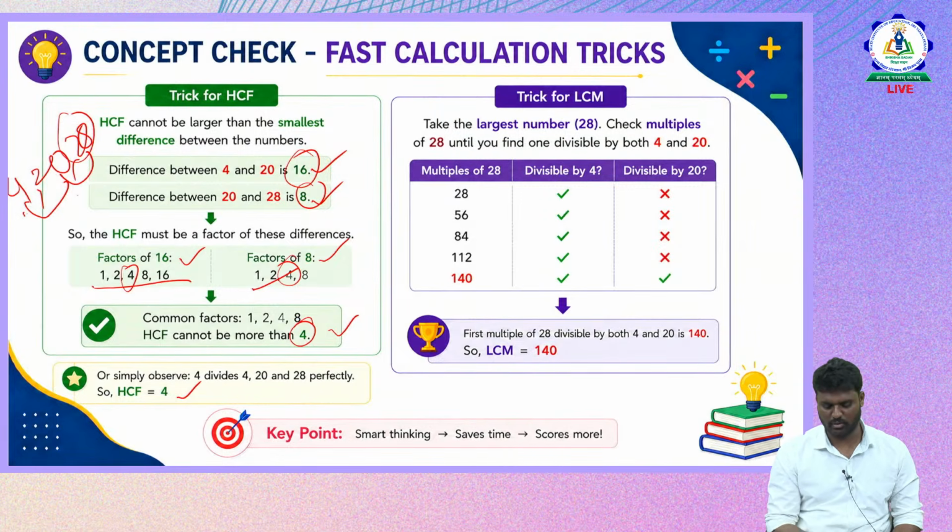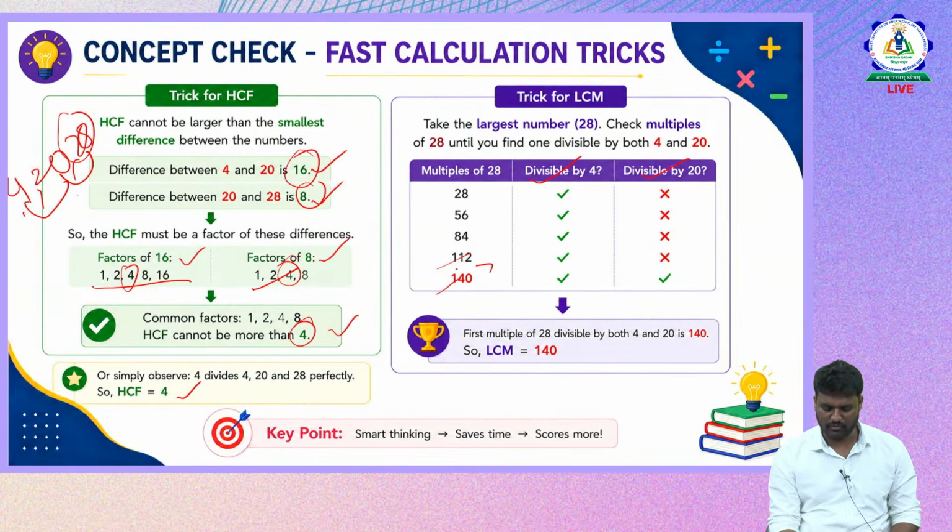So that means we have to look at multiples of 28, and check whether each multiple is divisible by 4 and divisible by 20. Both conditions should be satisfied. Now the multiples of 28: 28 ones are 28, 28 twos are 56, 28 threes are 84, 28 fours are 112, and 28 fives are 140.